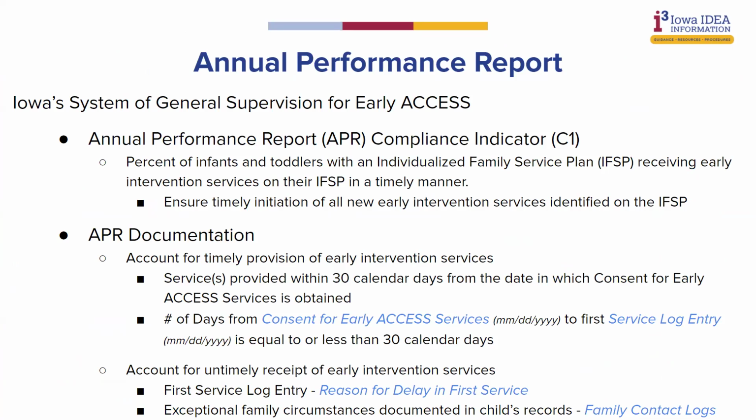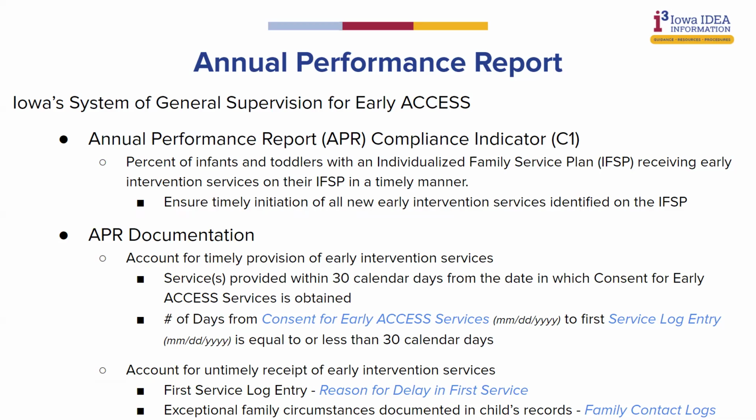Again, the data used to report compliance for this indicator is calculated from the date the consent for early access services is obtained to the date the first service log entry is entered into Achieve. Thus, if there is not a service log entered within 30 calendar days from the consent for early access services, the provision of the service is reported as untimely and not in compliance with requirements.